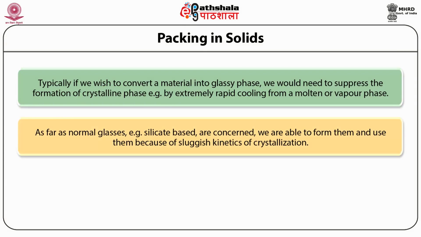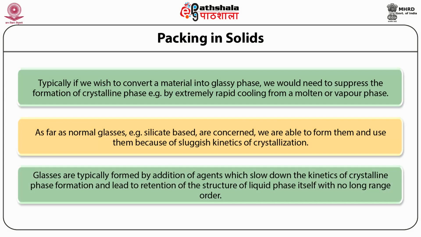As far as normal glasses, for example silicate based, are concerned, we are able to form them and use them because of the sluggish kinetics of crystallization. Glasses are typically formed by the addition of agents which slow down the kinetics of crystalline phase formation and lead to the retention of the structure of the liquid phase itself, with no long range order.